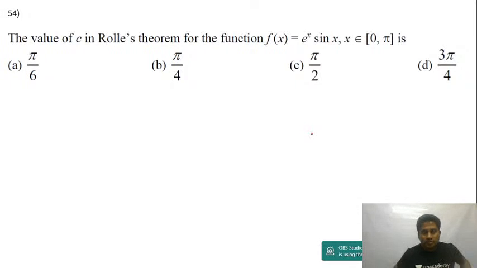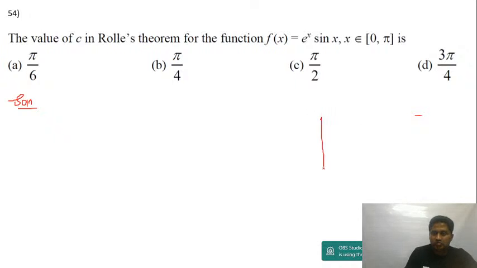Find the value of c in Rolle's theorem for the function f of x equal to e power x into sin x. Okay, what is Rolle's theorem? It should be continuous in the closed interval, differentiable in the open interval, and then f of a is equal to f of b. Then there exists at least one point c. This is Rolle's theorem, right?